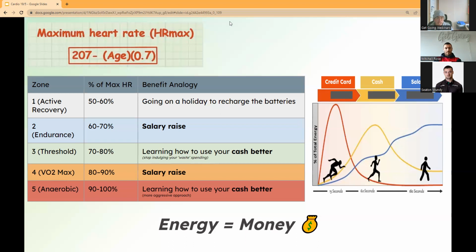And also forgot to mention, in terms of max heart rate, a good way to figure it out is using this formula. So 207 minus your age multiplied by 0.7, that'll give you a rough estimate of your max heart rate. However, it's not the most accurate, but it's a good way just to get a gauge.